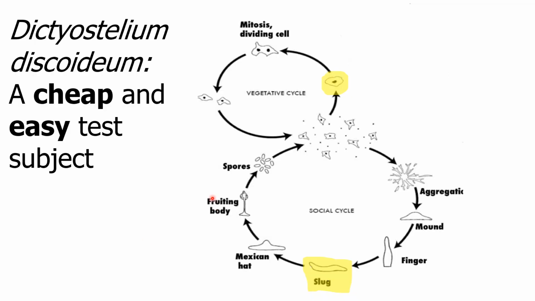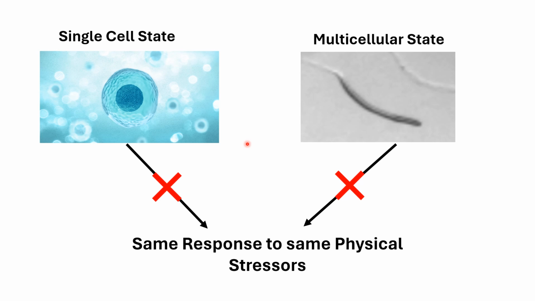Now, stem cells are expensive to work with, so we chose Dictyostelium discoideum as they are cheap and an easy test subject. These cells have a single cell state and a multicellular state. Previous research has shown that the single cell state and the multicell state do not have the same response to the same physical stressor. This research investigated why this is.